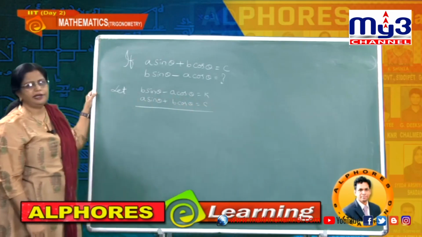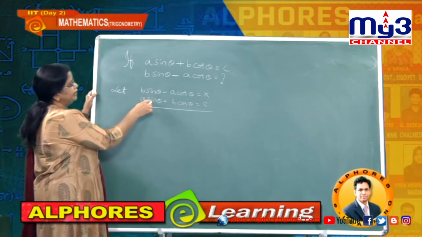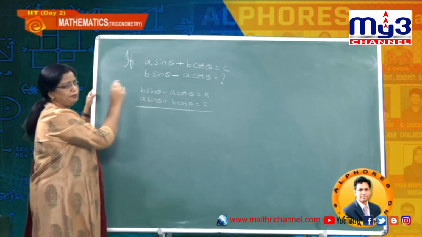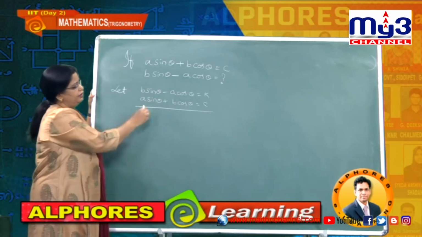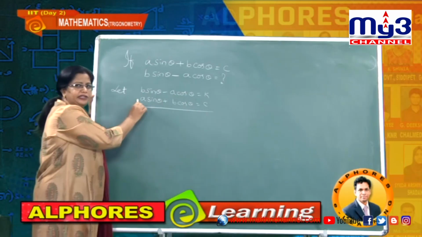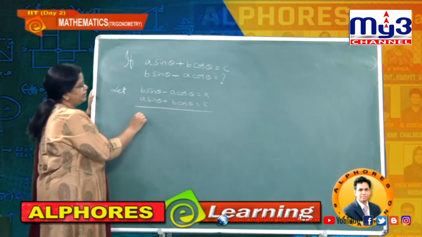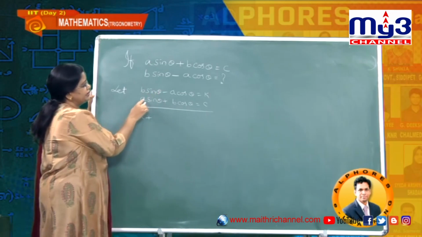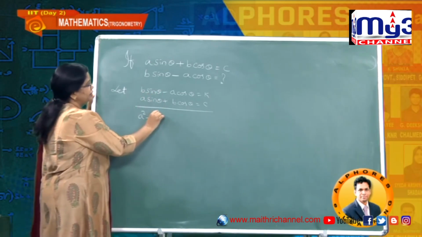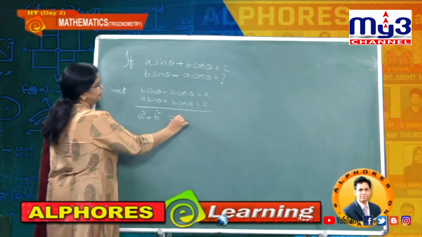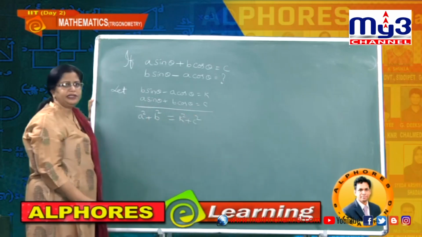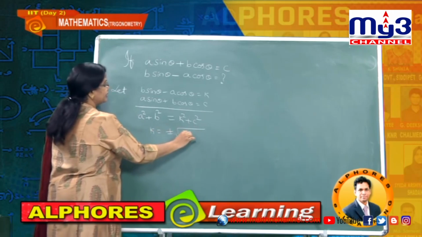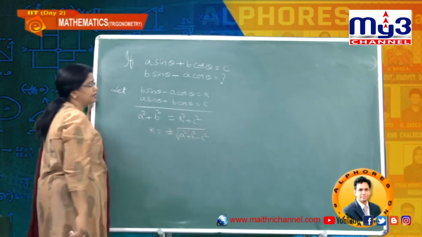Now let us do square and add. Then sin square theta into a square plus b square, plus cos square theta into a square plus b square. After that you will get minus 2ab sin cos plus 2ab sin cos. Those two get cancelled, thereby you will get here b square sin square plus a square sin square common. So a square plus b square equal to k square plus c square. Now what is the requirement? K. So k equal to plus or minus under root of a square plus b square minus c square.